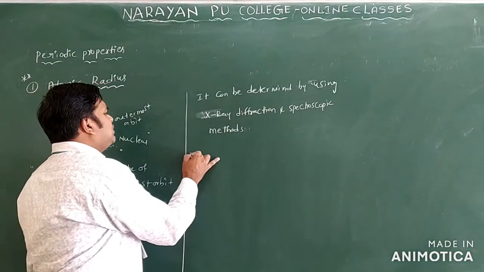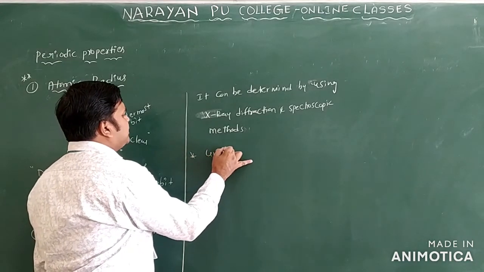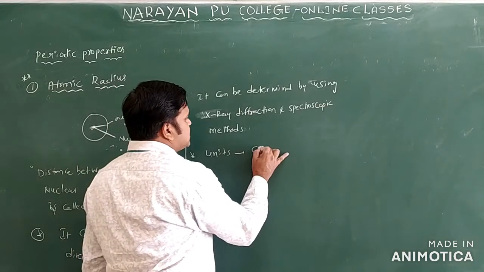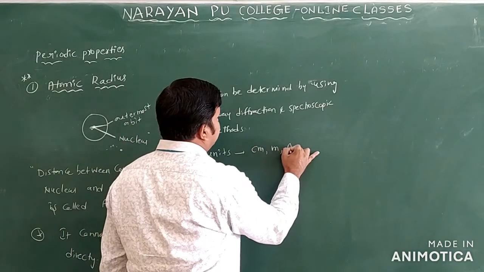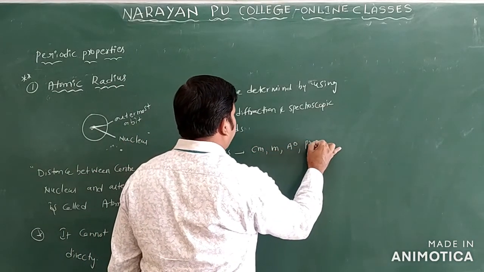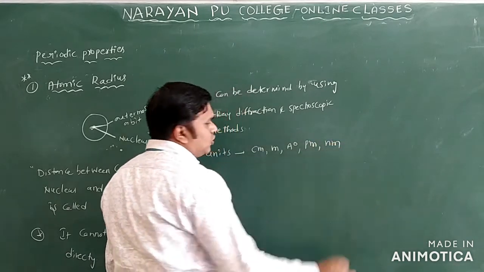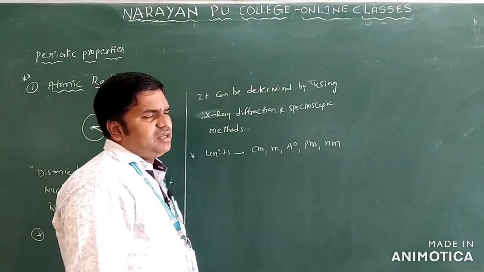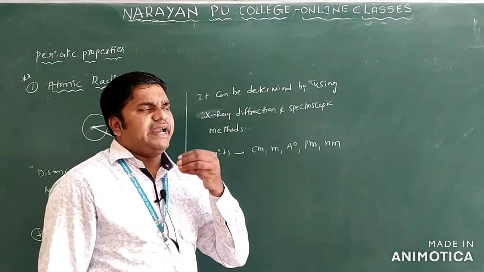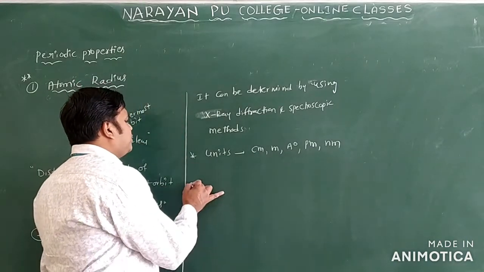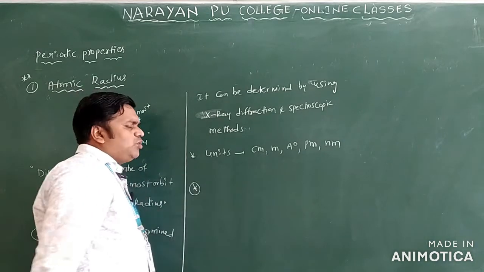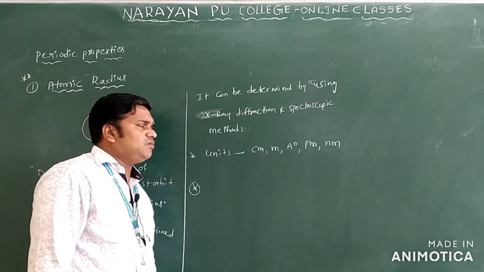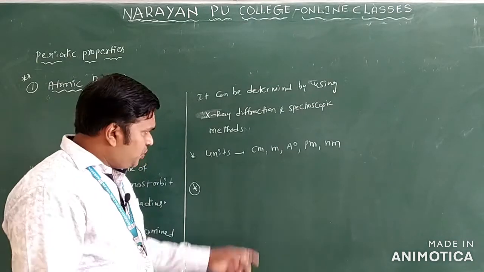So what are the units for atomic radius? Atomic radius can be measured in centimeter, meter, angstrom unit, picometer and nanometer. We can use any one of them, centimeter or meter or angstrom units or picometer, to express it. So this is the definition, the methods to identify the atomic radius, and the units we discussed here.